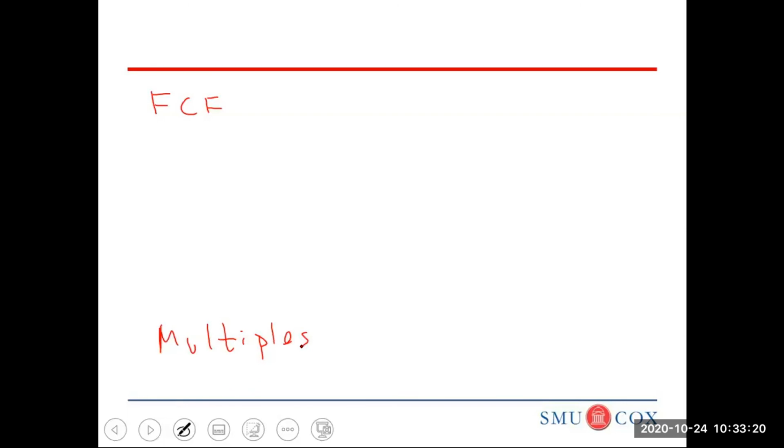So for FCF, just as a preview, what you need to know is obviously a free cash flow formula. And I'll write it for you. It's got 4 components. The first one, I guess we can call it EBIT.